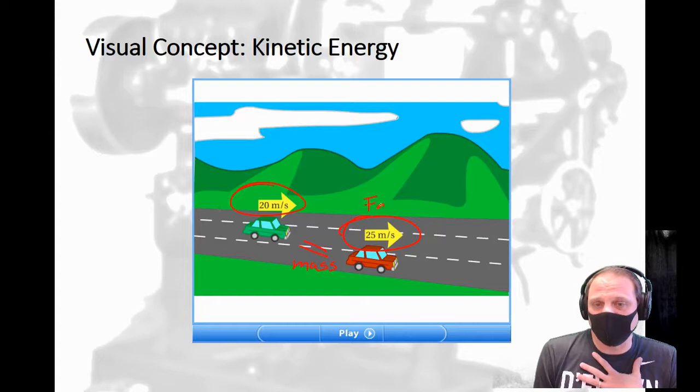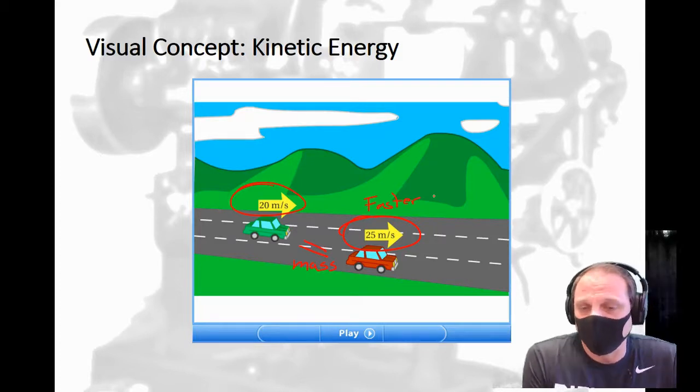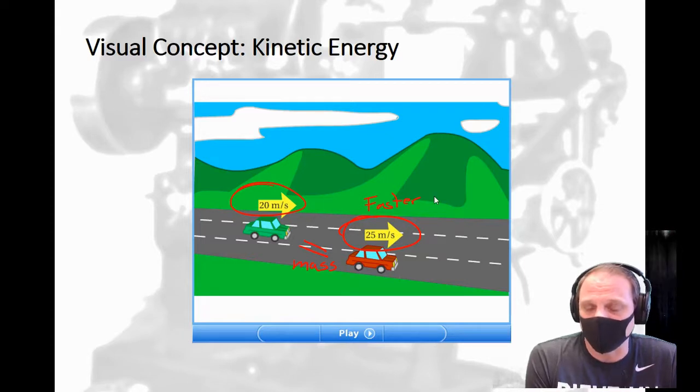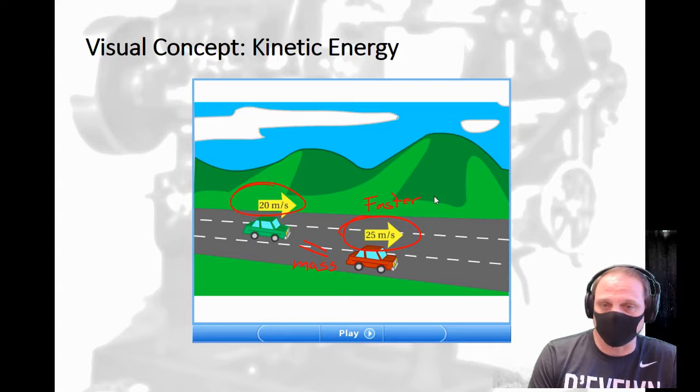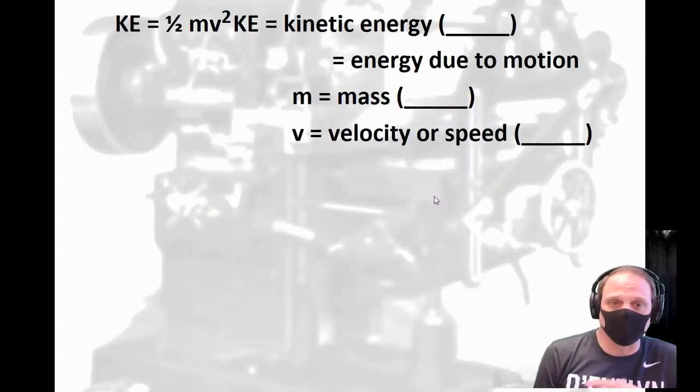And so if you have 2 identical objects in terms of mass and one of them is moving faster, then you're going to end up having a greater kinetic energy with the one that is moving faster. All right, so kinetic energy has to do with the speed of objects or the velocity of objects. So here's the formula for it.